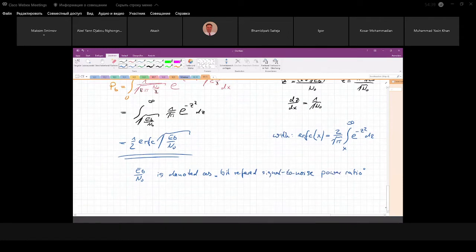Books also use the Q function, but here we use this complementary error function. Then we take a look at the slides. We can see what this complementary error function looks like. Then we make an example, which can also be seen on the slides.